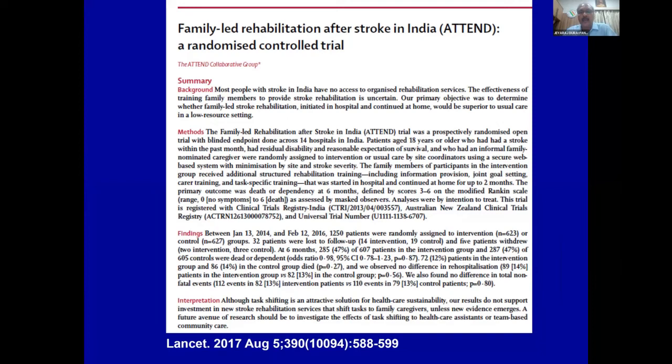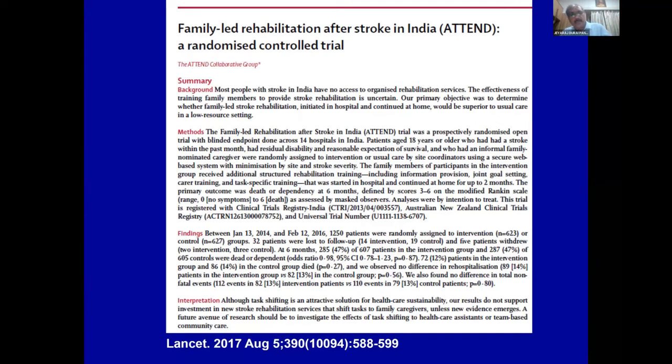The task shifting was neutral, but from the process evaluation that we did later during this trial, this was an acceptable model, and stroke patients and relatives wanted this type of model. We have designed an ATTEND 2 trial. We are just awaiting funding for that.